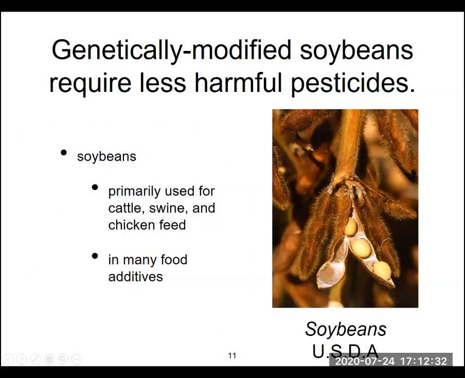Another example, soybeans are a major crop used primarily for food for cattle, pigs, and chickens, as well as some human foods and a lot of food additives. The idea is if we use these genetically modified soybeans, we can use less of those harmful pesticides. So even though it is altered, it is becoming less harmful, in theory, because we're adding less of the harmful chemicals, the pesticides and insecticides and herbicides, in order to grow the plants that we're interested in.